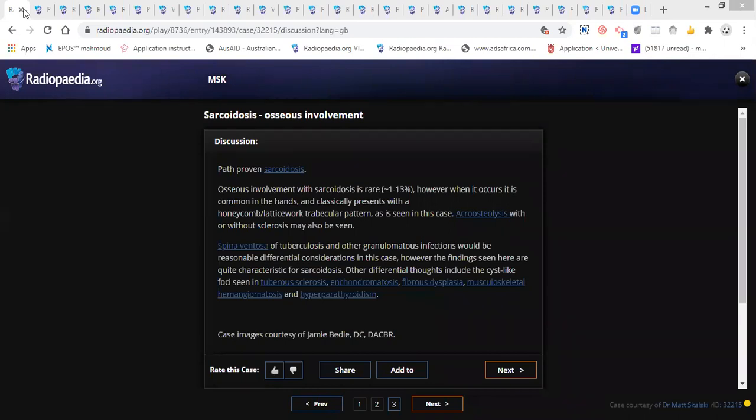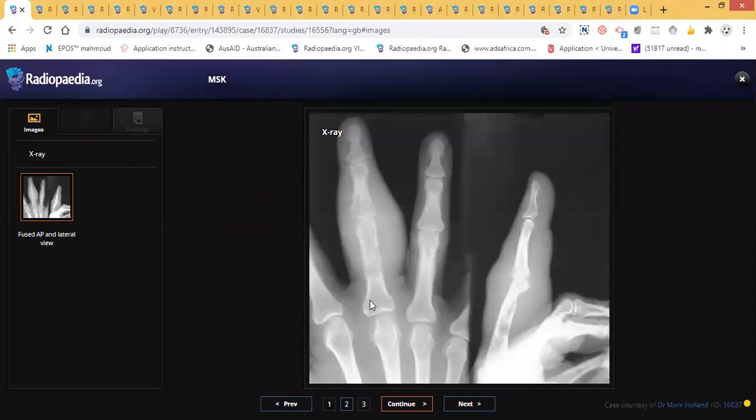Okay, let's take some cases. So what about this one? Again, our bone with soft tissue. You can see the soft tissue tumefaction, right? And you can see also the bone affection. So there is bone affection, there is soft tissue.